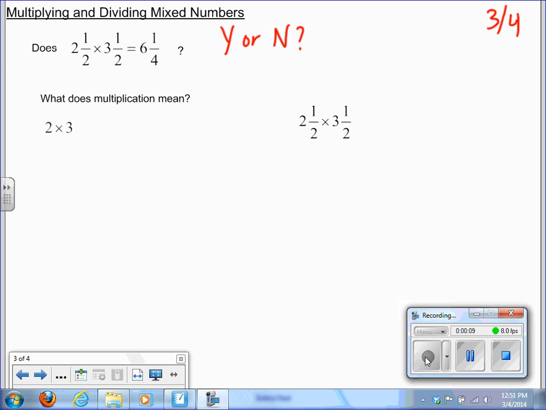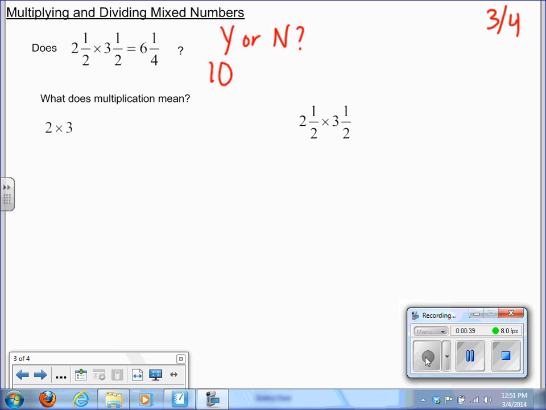All right. Now, question, we're going to take a vote. Does 2 1/2 times 3 1/2 equal 6 1/4? You may not figure it out. You have to think about it mentally. Raise your hand if you think yes. 1, 2, 3, 4, 5, 6, 7, 8, 9, 10. 10 kids say yes. Who says no?